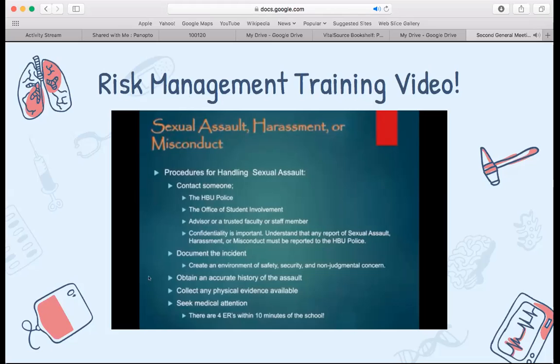Document the incident. If something happened, make sure to take notes right after it happened so you don't forget anything. Obtain an accurate history of the assault. Collect any physical evidence available, and seek medical attention if you need it. Don't not go to the hospital because you're afraid of what HBU or people might think.